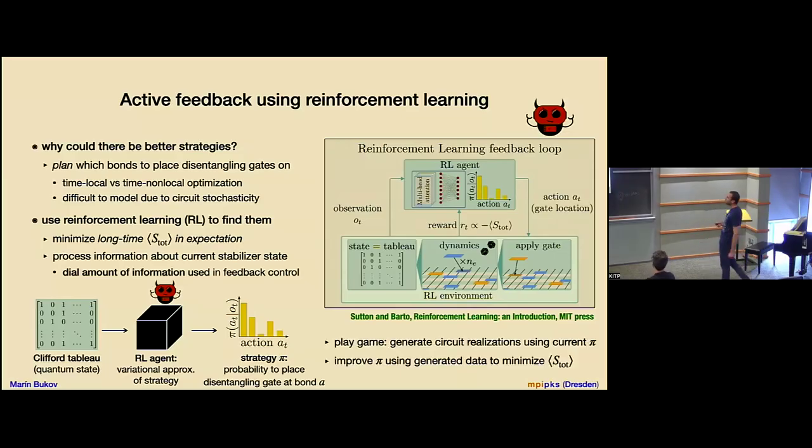And what you end up having in the end is the following procedure. You play the game by generating a bunch of circuit realizations using the current strategy pi. And then, in order to improve the strategy, you do this by minimizing the total expected entanglement. Okay? So I'm not, again, giving you the details of precisely what's going on in the algorithm, and I'd be very happy to tell you more about this afterwards. But this is more than what you need in order to follow the next slides.